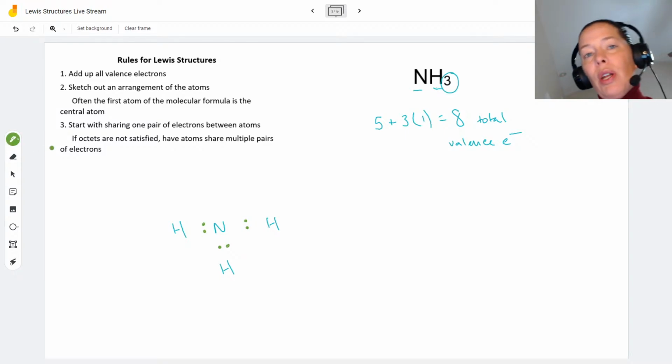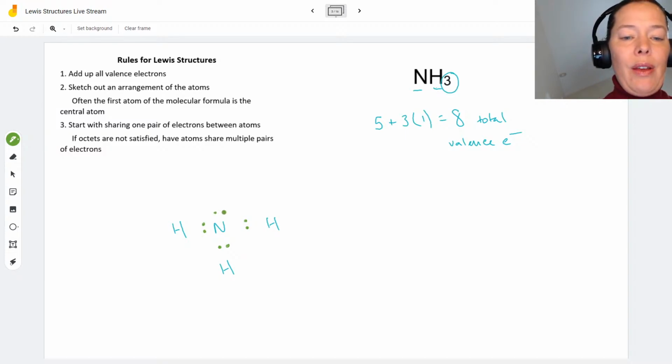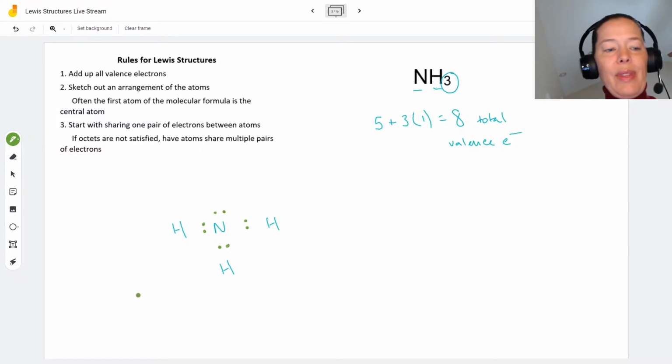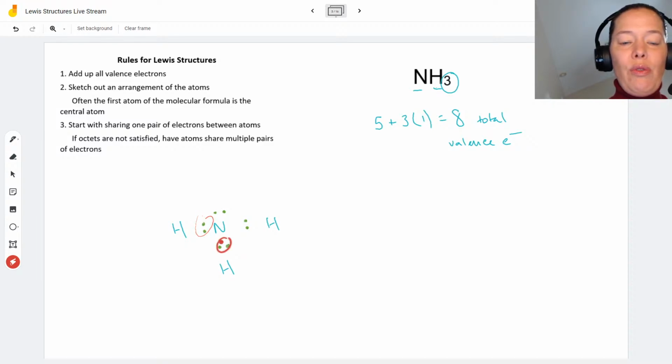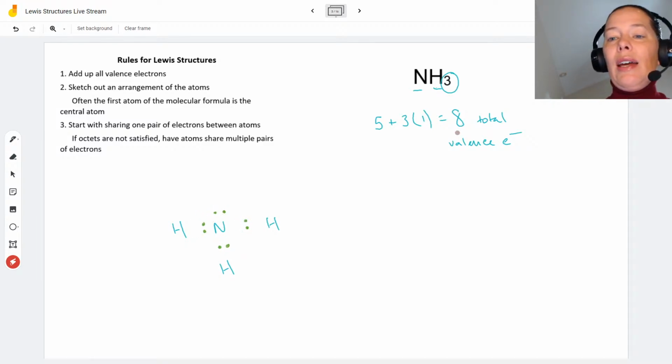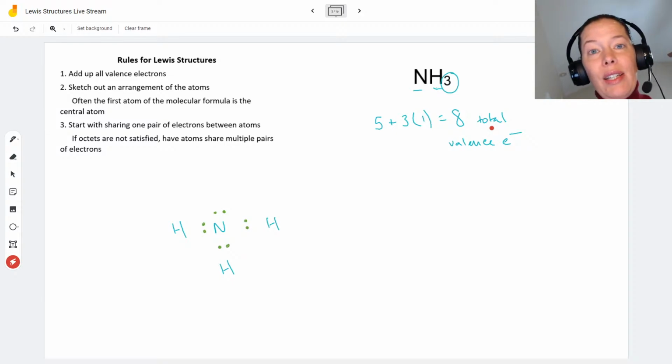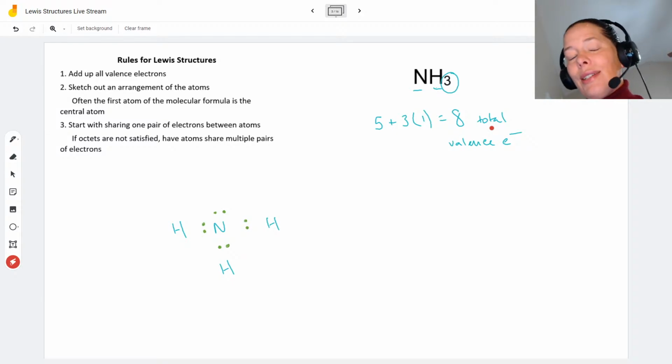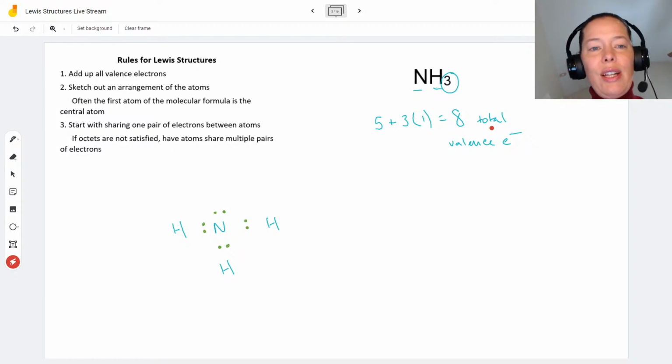So I'm going to put a lone pair, or sometimes called a non-bonding pair, on nitrogen right here. Now I have used 2, 4, 6, 8 valence electrons. And so I have used all of my valence electrons. You cannot create electrons and you cannot destroy electrons.